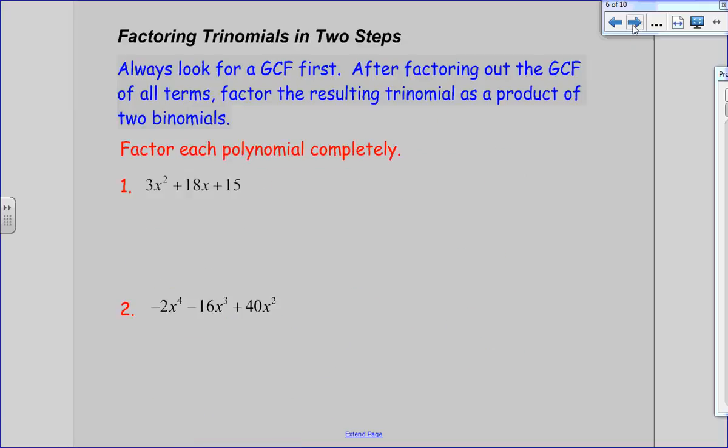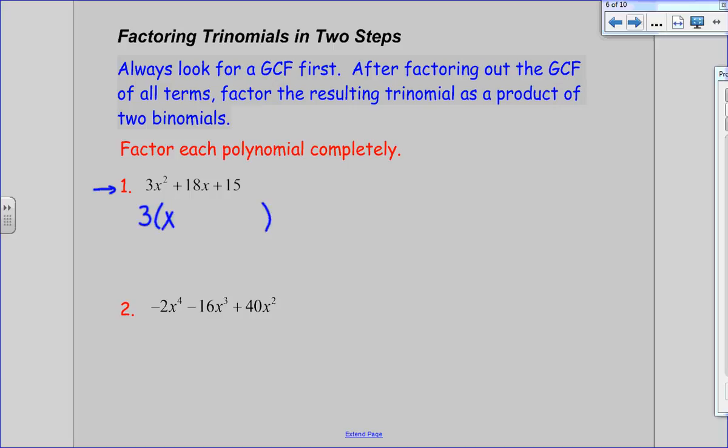Our next example is, what do we do if we identify trinomials that look like they're in a different form? So we always want to look for a GCF first. If you look at our first example, we notice that there's a coefficient in front of our x squared. It's a 3 out in front, but that 3 is a common factor from all 3 terms. So let's begin by factoring out a GCF. And so you always want to factor out a GCF if one exists.